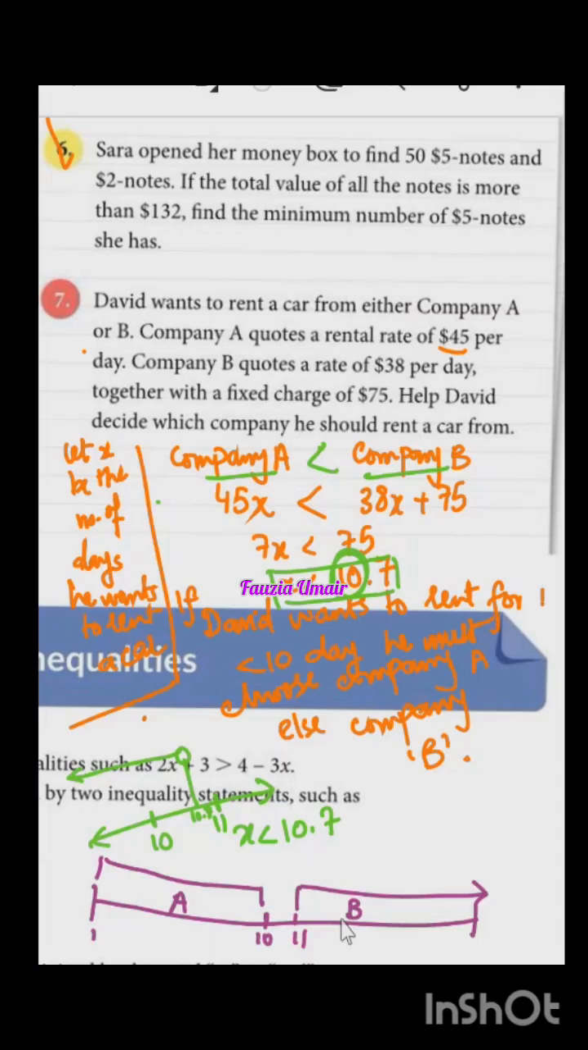Okay, if your number of days is less than 10, you should choose company A. As soon as your number of days is more than or equal to 11, then you should choose company B. And that is making sense also. Okay, yes, miss.